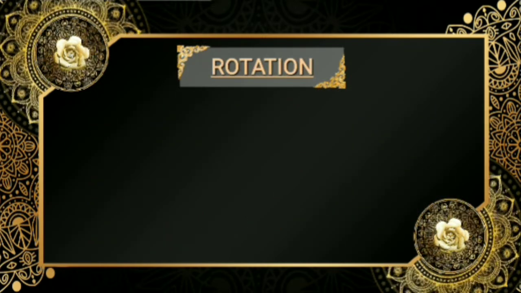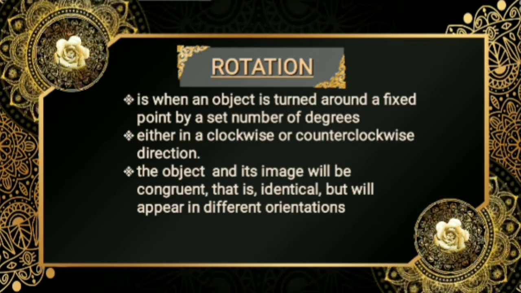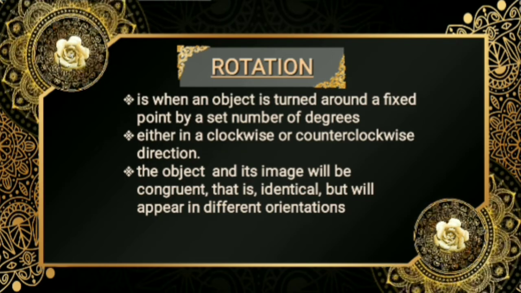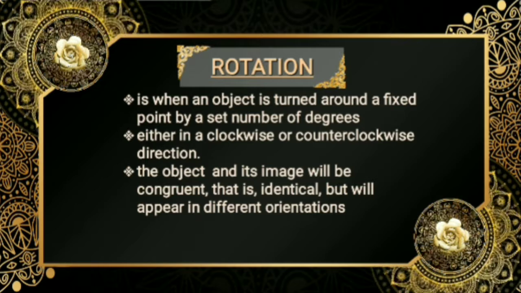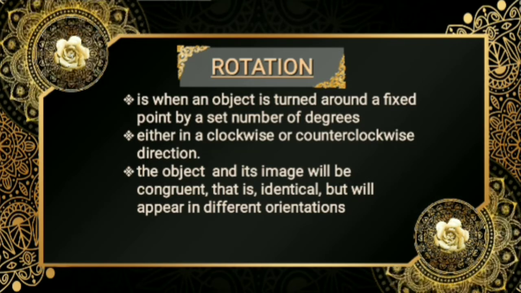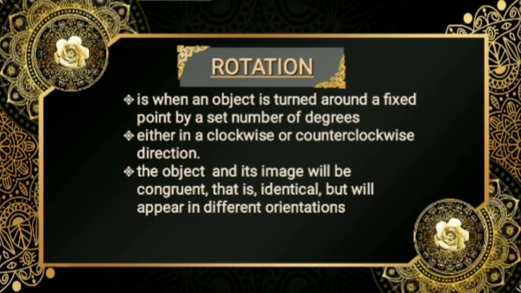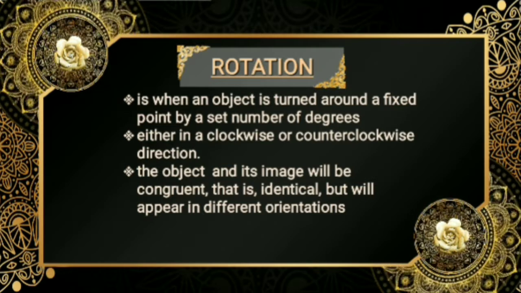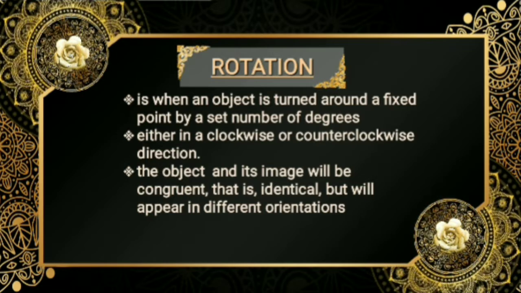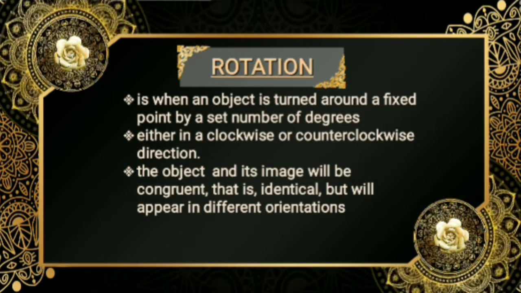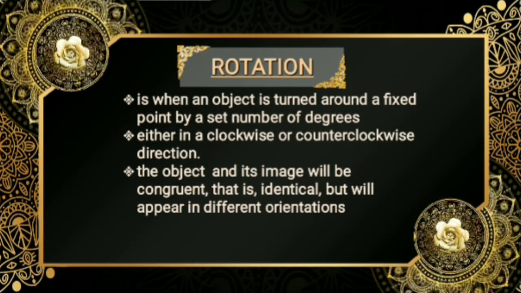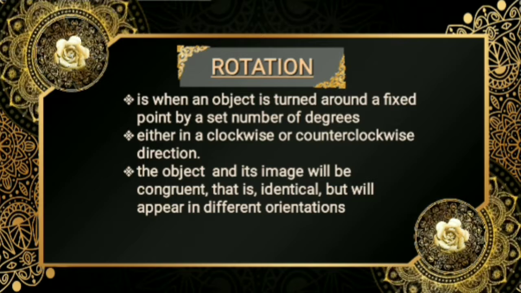The second classification is called rotation. What is rotation? It is when an object is turned around a fixed point by a set number of degrees, either in a clockwise or counterclockwise direction. A rotation involves an isometry that keeps one point fixed and moves all other points a certain angle relative to the fixed point. In order to describe a rotation, you have to know the pivot point called the center of rotation. You also have to know the amount of rotation. This is specified by an angle and a direction.